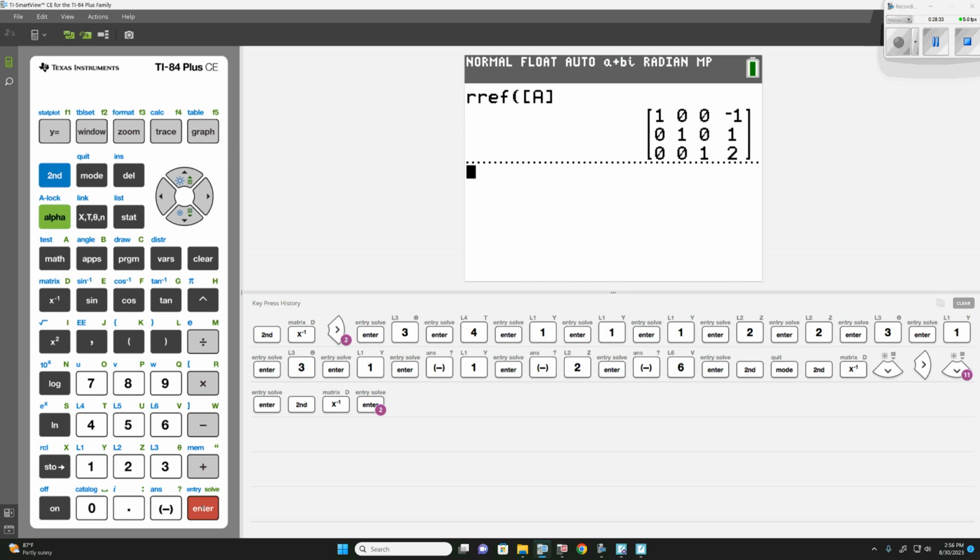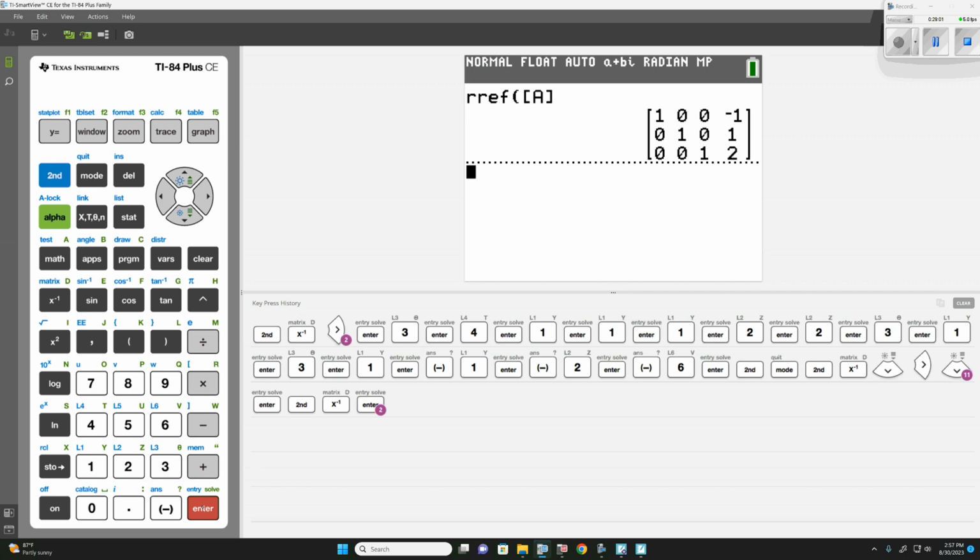So the first thing we need to do is actually put the matrix in. When we went second, matrix, over to edit, we needed to make it a 3 by 4. So we're typing it in. I go 1, 1, 1, 2, 2, 3, 1, 3, 1, negative 1, negative 2, negative 6.